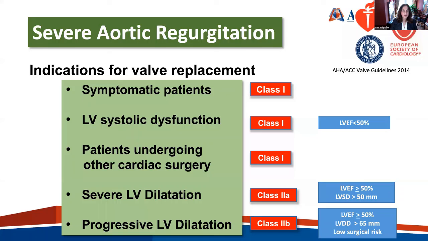So the indications for valve replacement include symptomatic patients, patients with LV systolic dysfunction with an ejection fraction less than 50%, or patients undergoing other cardiac surgeries. And these are all class 1 indications for patients with severe chronic aortic regurgitation. Class 2A recommendations are those with severe LV dilatation, defined as an LV systolic dimension of greater than 50 millimeters, or progressive LV dilatation, including those with an LV diastolic dimension greater than 65 millimeters if a patient is of low surgical risk.